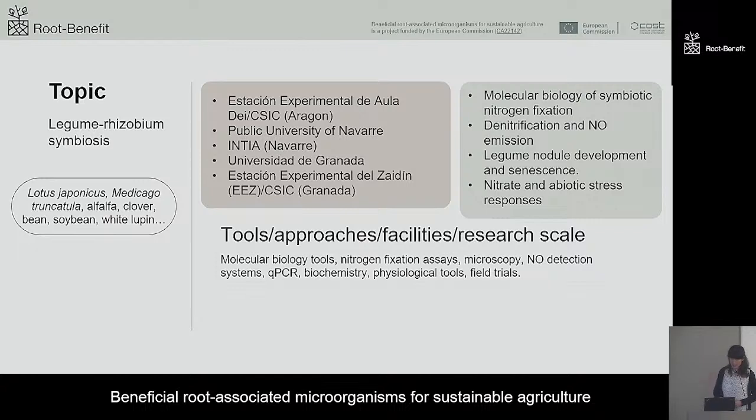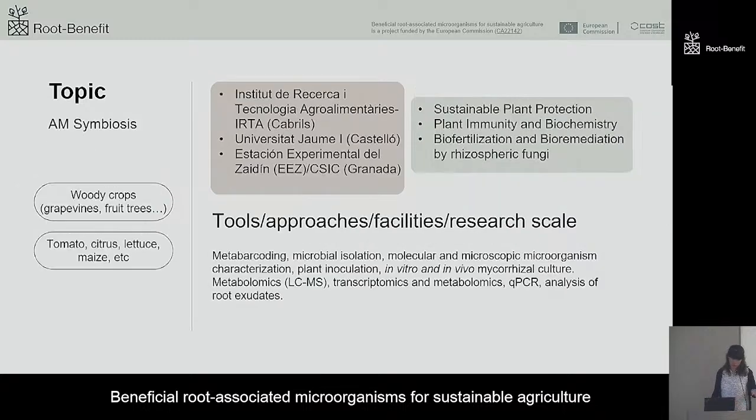And again, in Granada, we have representatives from the university and the Estación Experimental del Zaidín, which is part of the National Research Council in Spain. So this is where the largest group of researchers is. And again, here the number of techniques and topics varies from the molecular details of the symbiotic nitrogen fixation, some work on the nitrification and nitric oxide emission, and then more developmental and stress responses in nodulated legumes. And then again, of course, this covers a range of legume species as well.